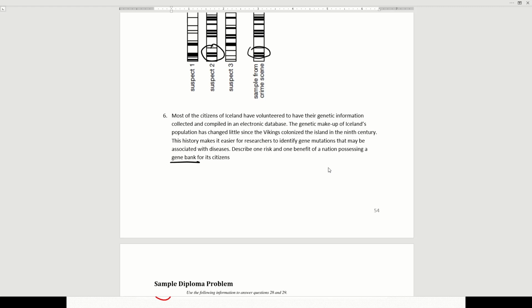Risk, is it going to be used for good? Is it going to be private? Will they sell it to someone, right? And then a benefit for it is if there's a crime, they can solve it really easily. If there's genetic disorders, they have more information to sort of find those genetic disorders, things like that.